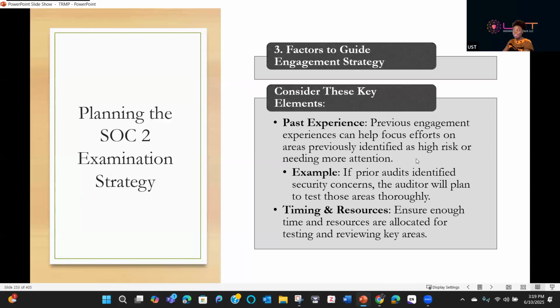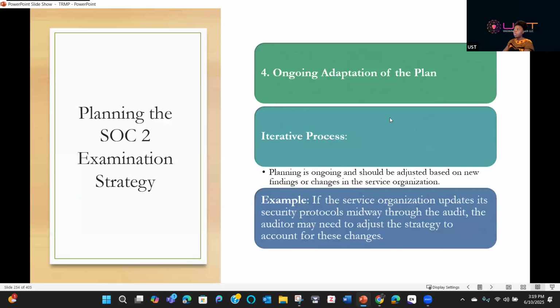Then let's see areas that we can consider as factors to guide engagement strategy. You have past experience. Previous engagement experience can help focus effort on areas previously identified as high risk or needing more attention, especially if no change has occurred. That's something that is worth considering. If prior audits identified security concerns, the auditor will plan to test those areas thoroughly also, right? Timing and resources: ensure enough time and resources are allocated for testing and also reviewing all key areas.